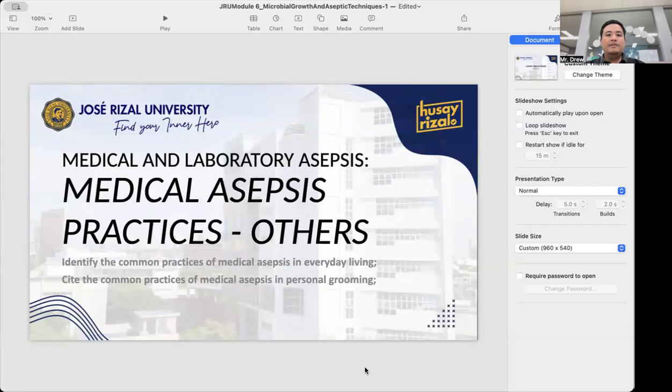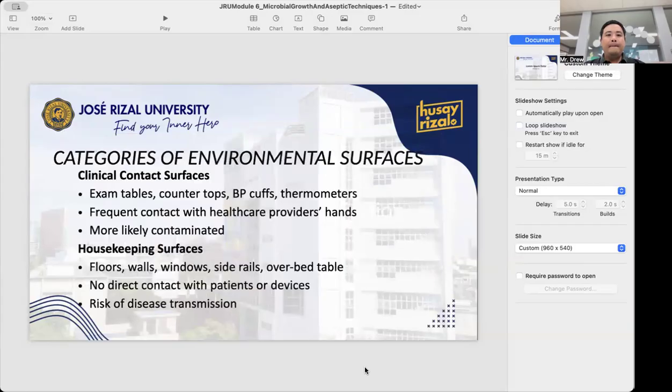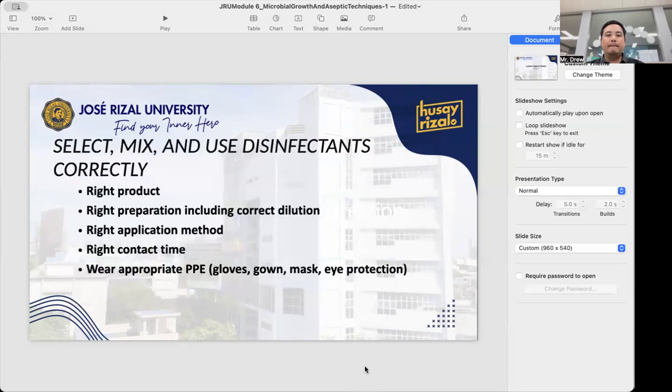Okay, medical asepsis practices, others. Categories of environmental surfaces: clinical contact surface and housekeeping surface. So they should be cleaned thoroughly. Select, mix, and use disinfectants correctly.